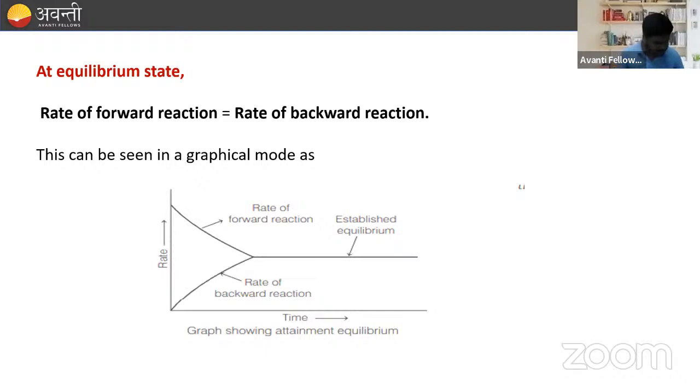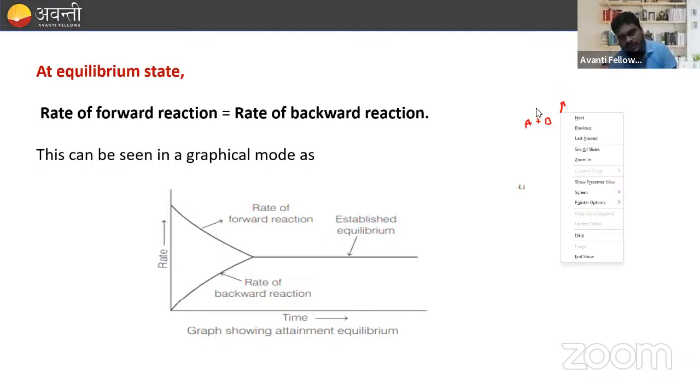Let me explain with this example. Let us assume A plus B gives C plus D. Initially, the product is zero and the reactant is at its maximum. If I talk about the rate of forward reaction, it means the rate at which C plus D is produced from A plus B.